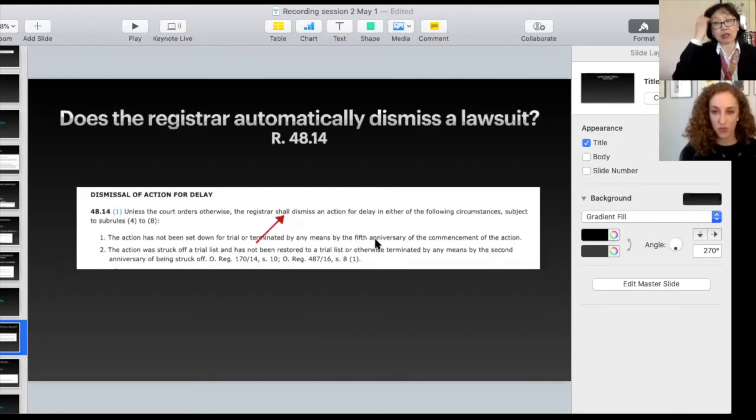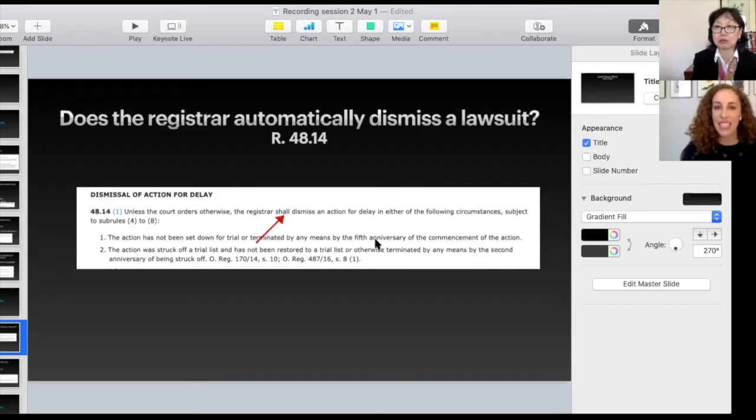Okay, for today's sake, I'm just going to focus on this first part. So if the lawsuit has not been finished or set down for trial by the 5th year since the lawsuit started, it says that the registrar shall dismiss it. When I'm reading that, does that mean that if a lawsuit's just going to hang around, it will be automatically dismissed? Essentially, it means it should be dismissed. The court should do it. But whether or not the staff actually get to dismissing your action is a totally separate question. But yes, it means it has to be done.